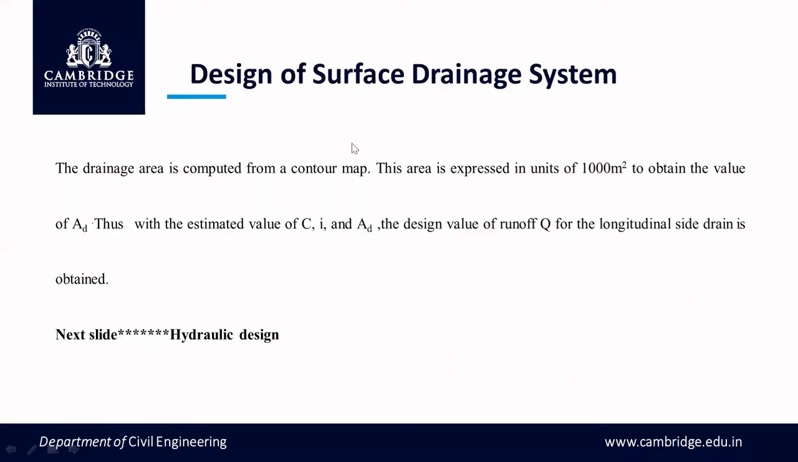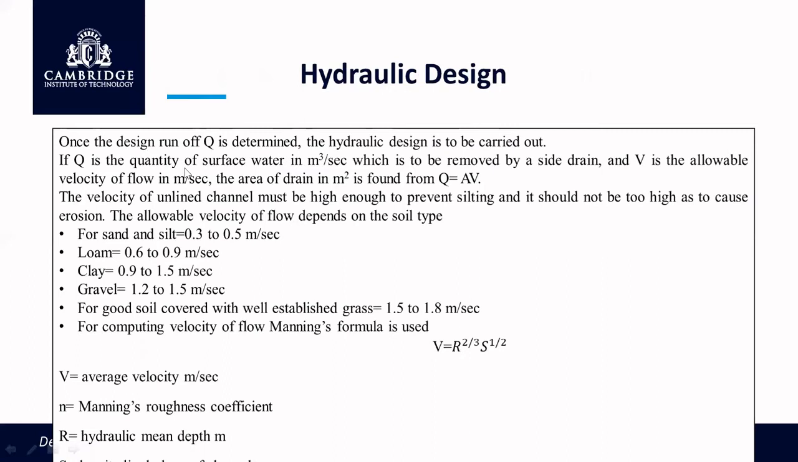The drainage area is computed from a contour map. This area is expressed in units of 1000 meter squares to obtain the value of AD. Thus, with the estimated value of C, I, and AD, the design value of Q for the longitudinal side drain is obtained. Hydraulic design.